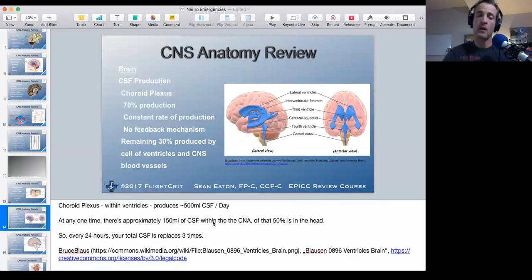Okay, so when you have an insult to the head and the brain starts to swell, we have this Monro-Kellie doctrine that says you can only have a certain amount of volume within an enclosed space. And within the head, we've got brain tissue, we've got CSF, and we have blood. Well, there is no feedback mechanism to stop the production of CSF.